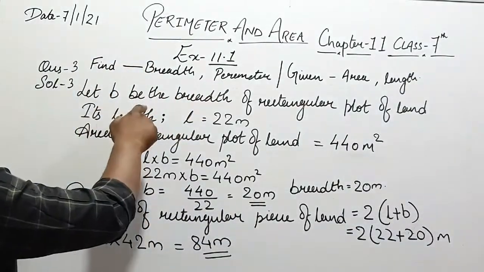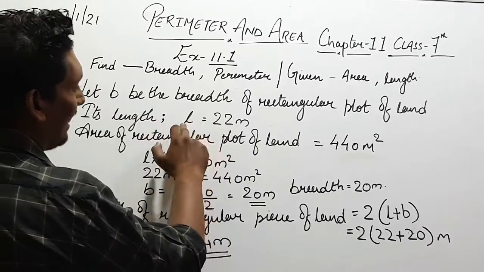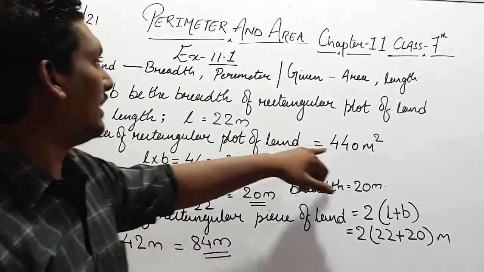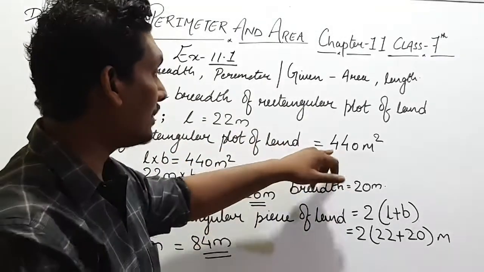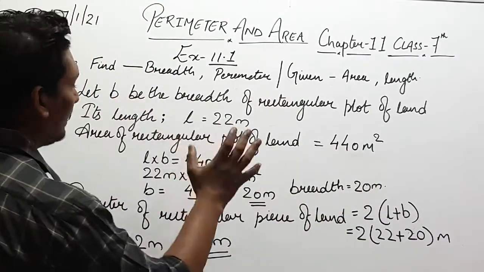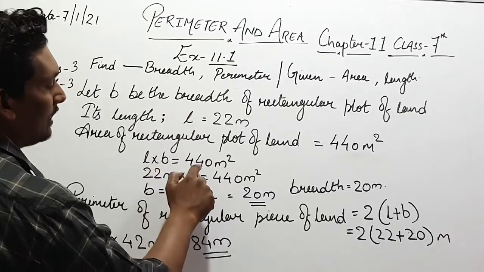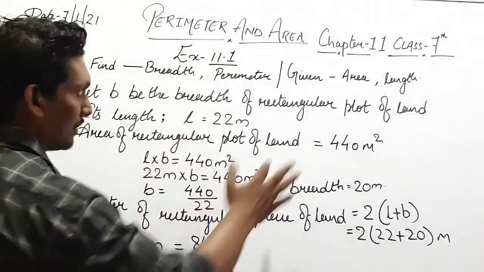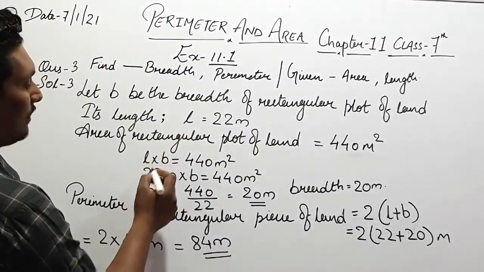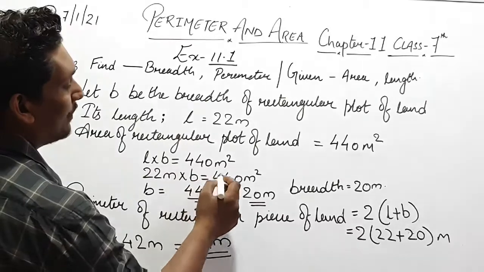So let B be the breadth of the rectangular plot of land. The length is given, that is L, 22 meter. So we have to find the area first. The area of the rectangular plot is already given to you, 440 meters square. We have to find the breadth. The formula for finding the area of a rectangle is length into breadth. This is the formula of area. So here in the place of L, just put the value 22 meter into B. We have to find out, it is given 440 meters.